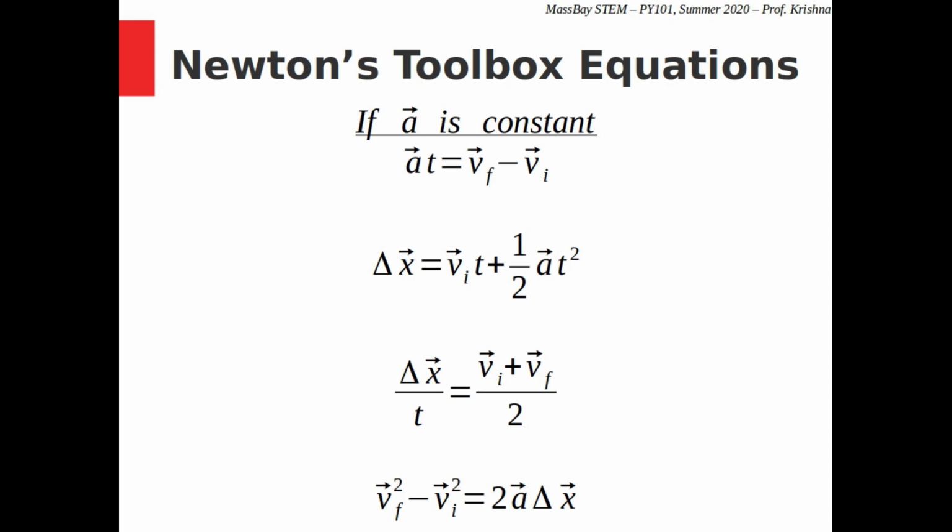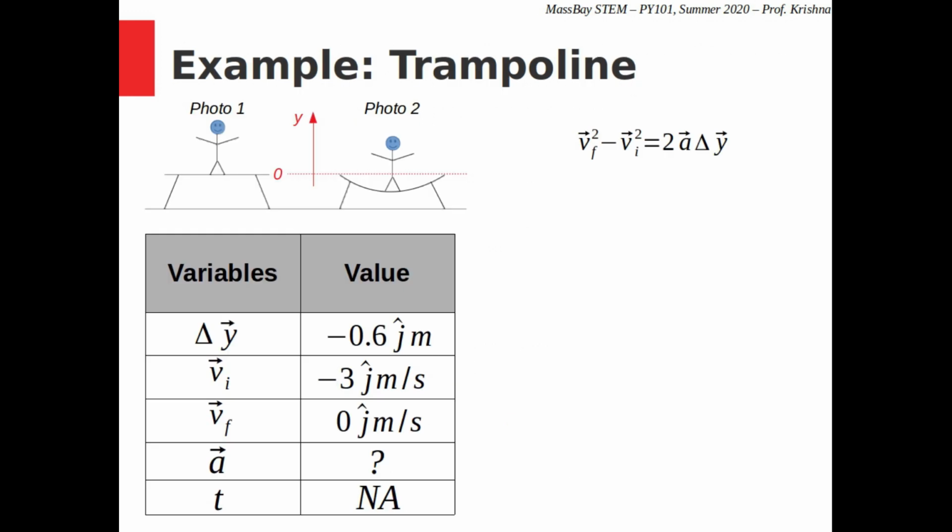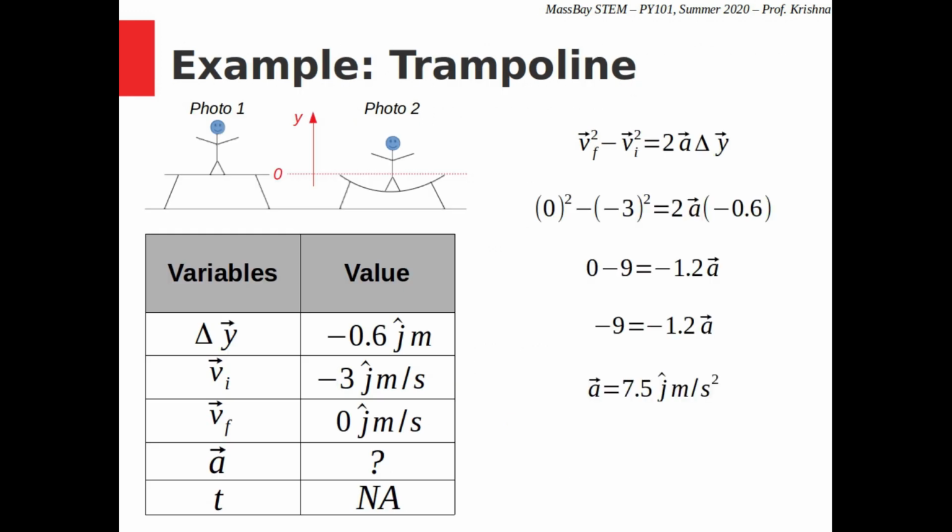The only one of the toolbox equations that contains these 4 quantities is number 4. So we use that and we solve. His acceleration works out to 7.5 j meters per second squared.